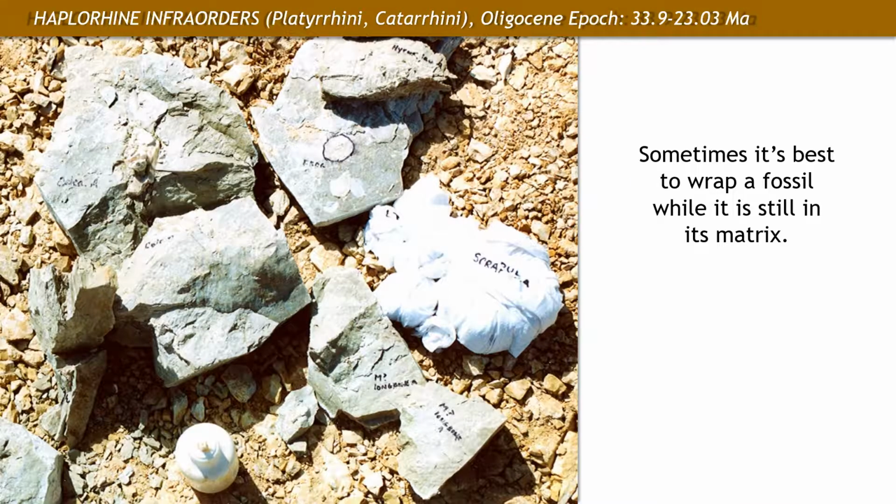Sometimes it's best to wrap a fossil while it's still in its matrix. So what kinds of things would we just wrap up? Well, I've got one I'm calling a scrapula here. Scapula is the name for a shoulder blade. This one was very scrappy. And then over here, this one here where I have the circle right up there, that's a frog. There's no way I'm going to get that frog out of that dry green mudstone. That needs to be taken back to a lab for processing under a microscope.